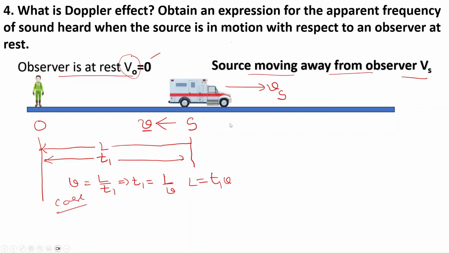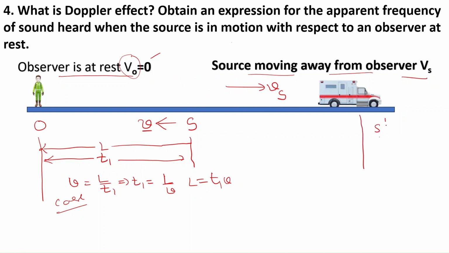If the source is moved from S to S dash position, the length from here to here we don't know, we need to find it, but we know that it takes t0 time to reach S1. Here the velocity of the ambulance is Vs, time is t0. If we know velocity and time, then the length we can find. The length L we can write as Vs into t0. So this is the length.